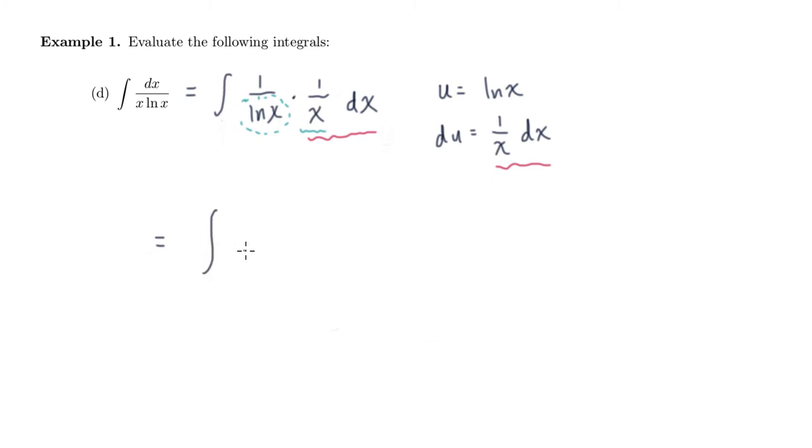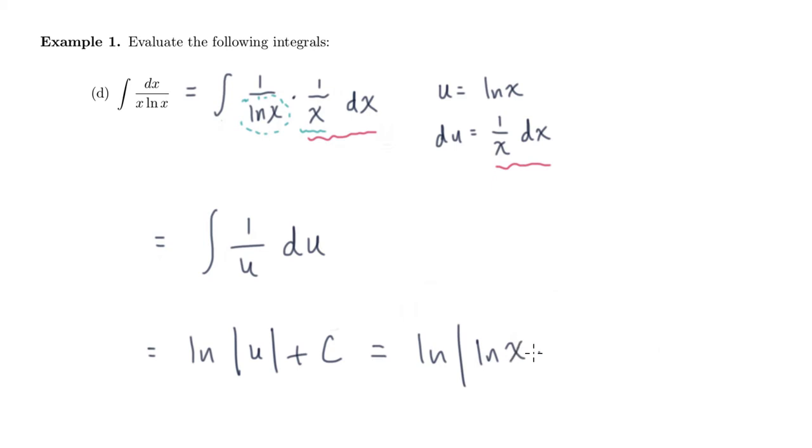So here we have 1 over u du. So that's what this indefinite integral equals. And of course, this is natural log of absolute value of u. Remember, the absolute value is important, plus c. But then if I just substitute in what u is originally, up here, this is natural log of absolute value of natural log of x, plus c. And that's it.